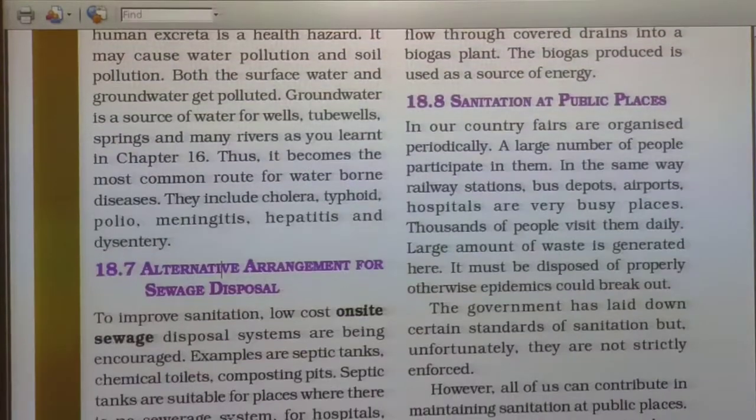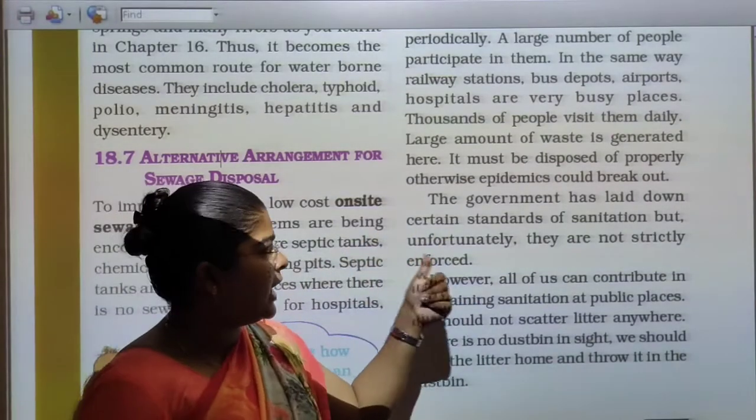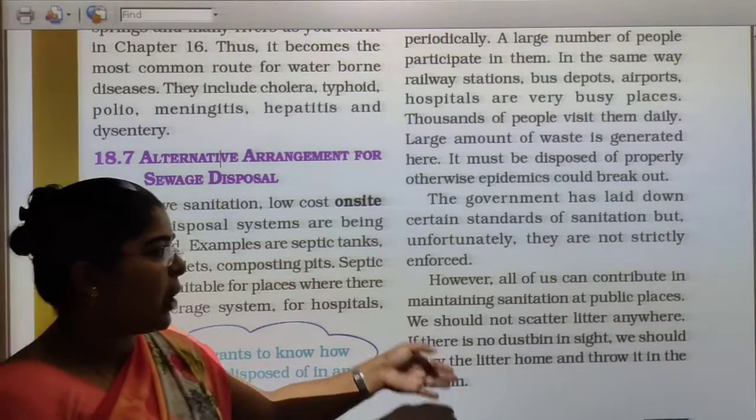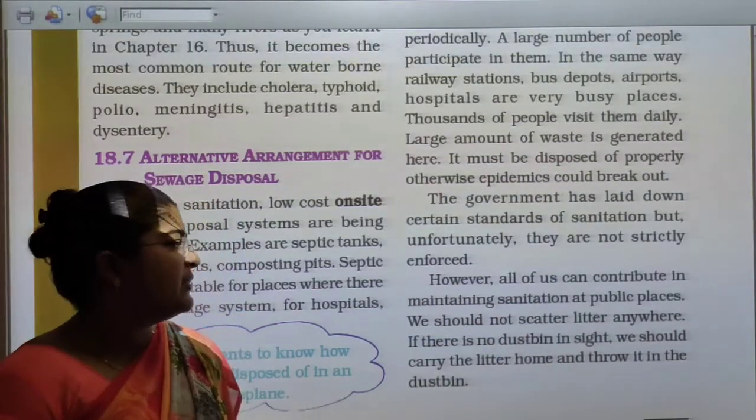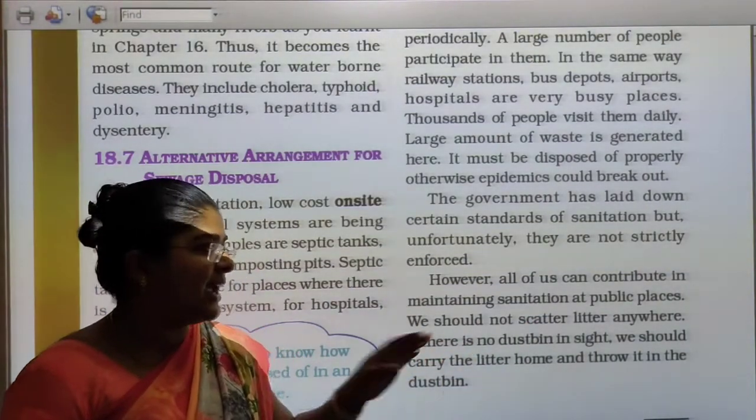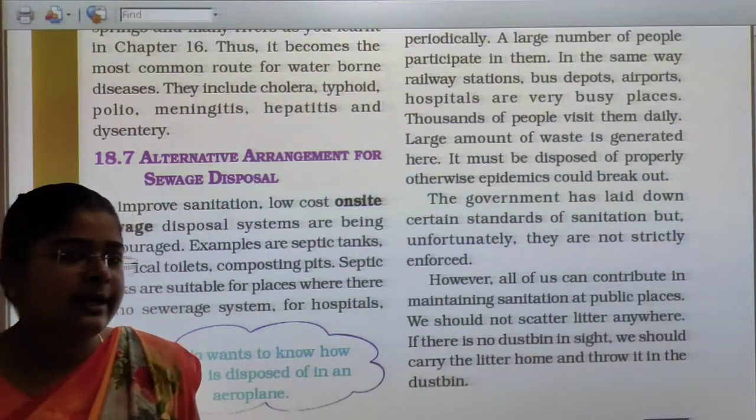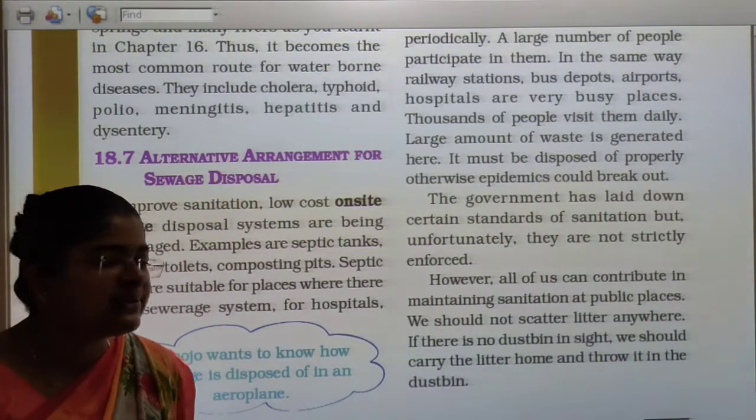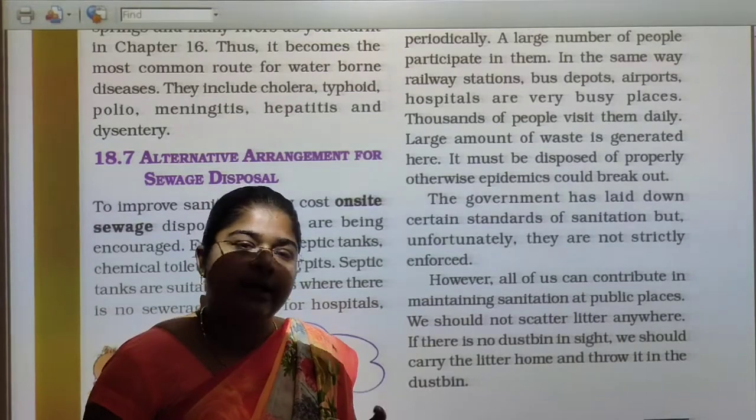The government has laid down certain standards of sanitation, but unfortunately they are not strictly enforced. However, all of us can contribute to maintaining sanitation in a public place. We should not scatter litter anywhere. If there is no dustbin in sight, we should carry the litter home and throw it in the dustbin. Even if someone does not allow litter to be scattered, we should carry it with us and after use throw it in a dustbin.